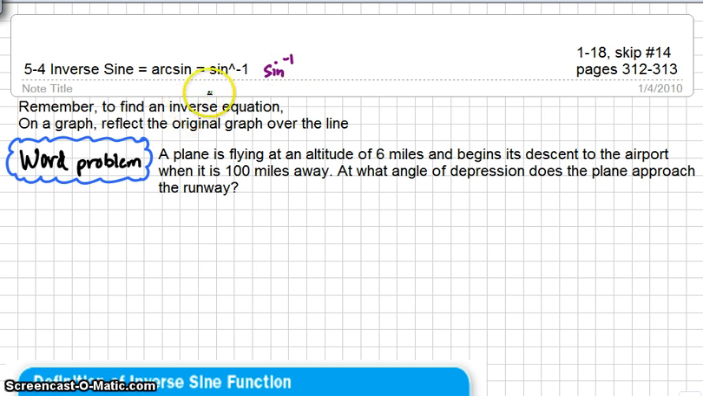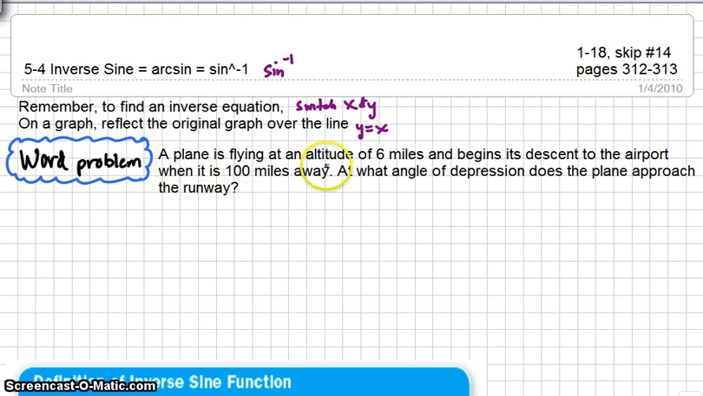Remember that when you're working with an inverse of an equation, you switch x and y. Or if you're doing it graphically, you reflect the original graph over the line y equals x. Let's look at a word problem involving inverse sine. So let's read the problem.